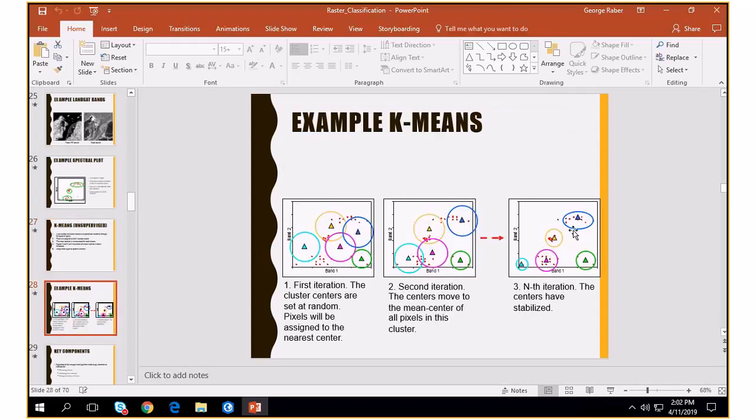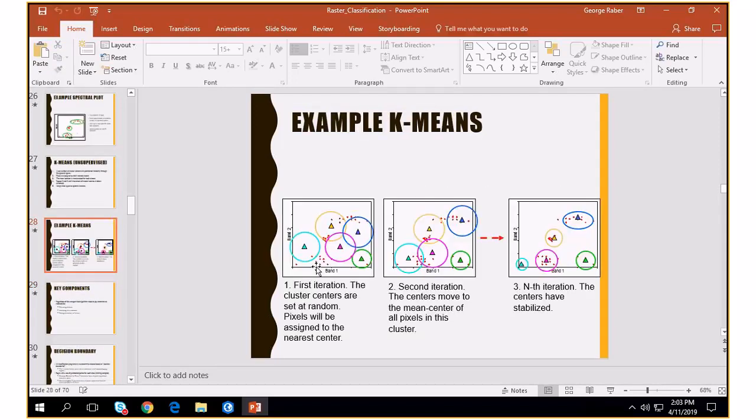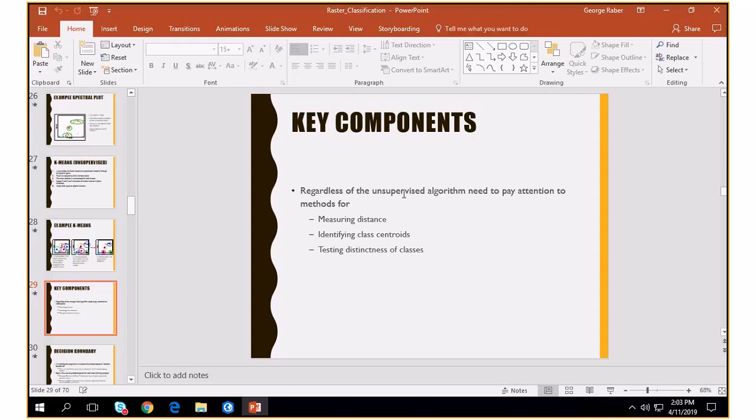Now at the end, let's say this represents a point where it's stabilized. In other words, the clusters aren't moving. The cluster centers aren't moving very much anymore. At that point, all the pixels are classified into the closest cluster. So even though this one right here isn't inside this standard deviation ellipse, it would be classified into that cluster, and then it produces a map. So that's the way k-means works. Okay.